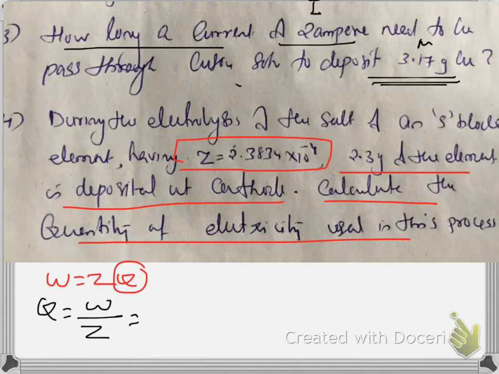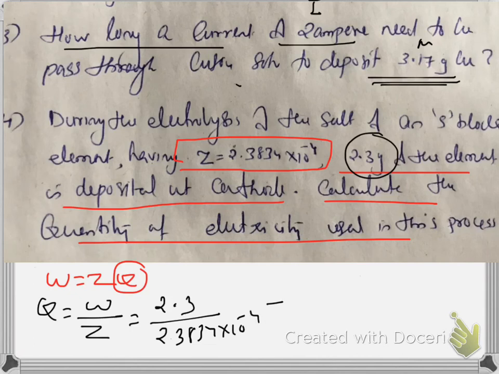What is W? This is W, 2.3, divided by what is Z? 2.3834 into 10 raised to minus 4. When it is calculated, you will get 9650 coulomb as the answer.